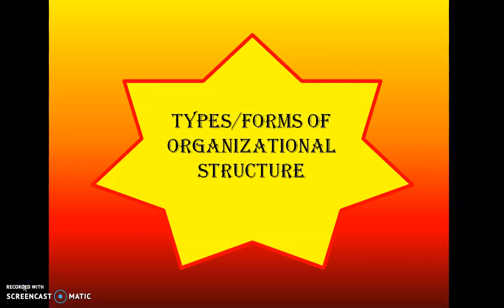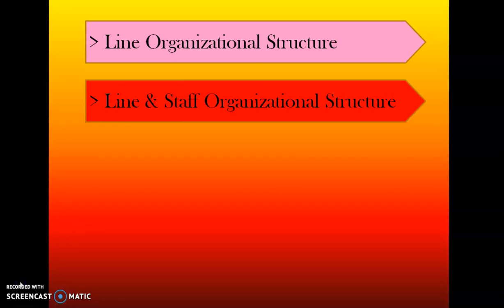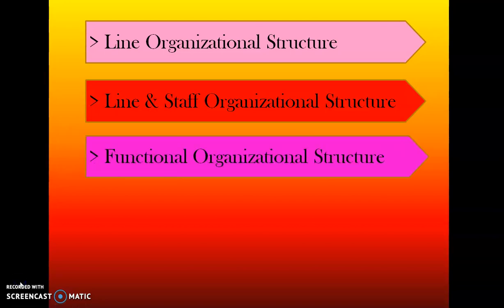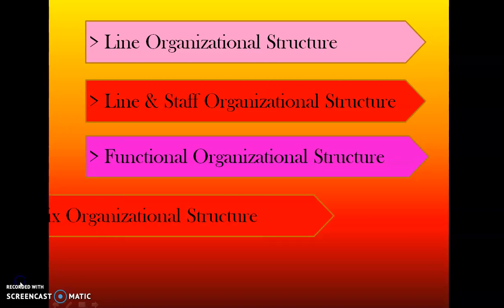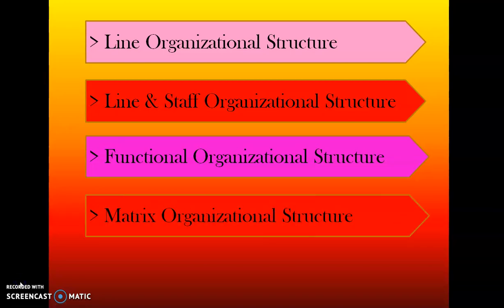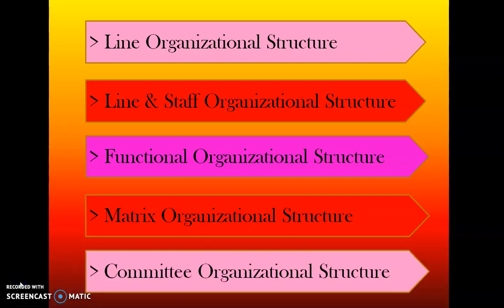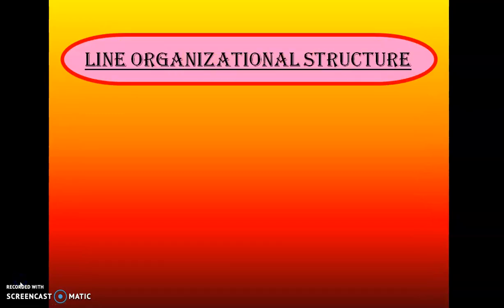In this video, we will continue with the next topic, types or forms of organizational structure. Here we have the very first type, line organizational structure. The second one, line and staff organizational structure. The third one in the list, functional organizational structure. Next one, matrix organizational structure. And the last one but not the least, committee organizational structure. In this video, I'll explain the very first type of organizational structure, that is line organizational structure.